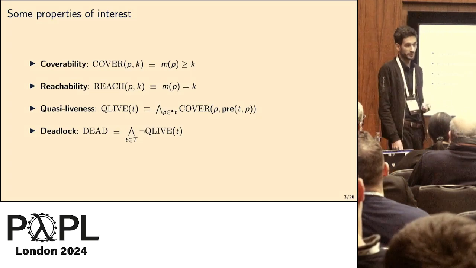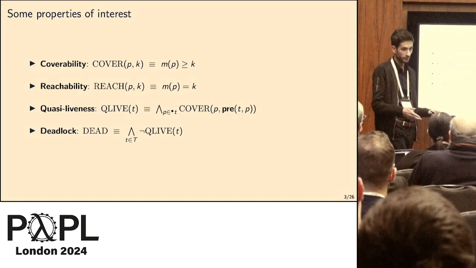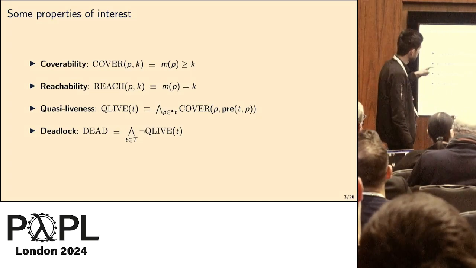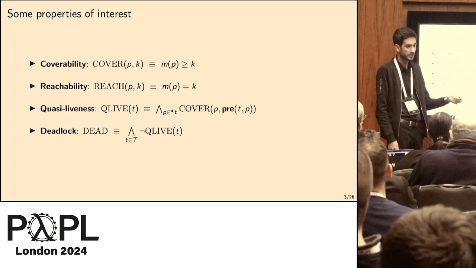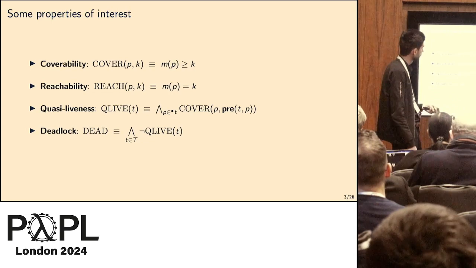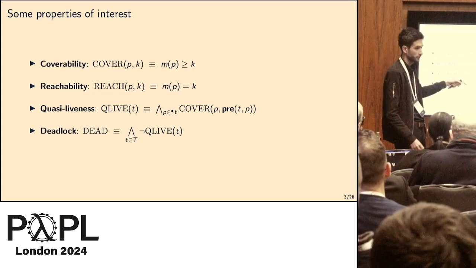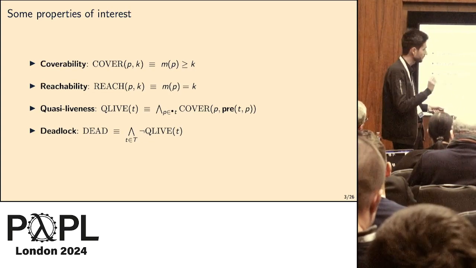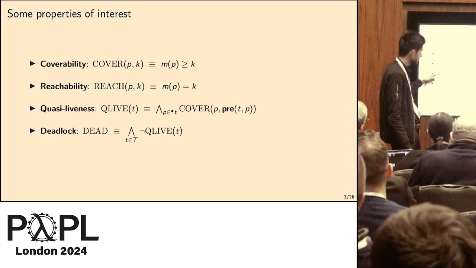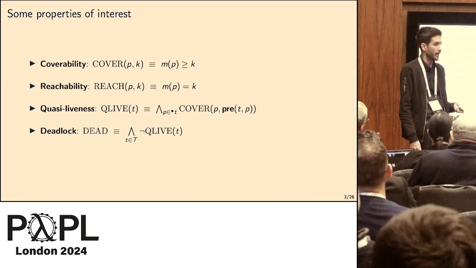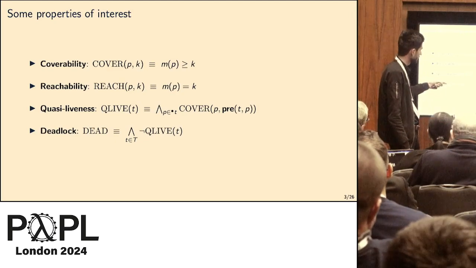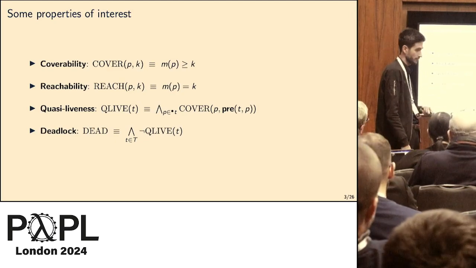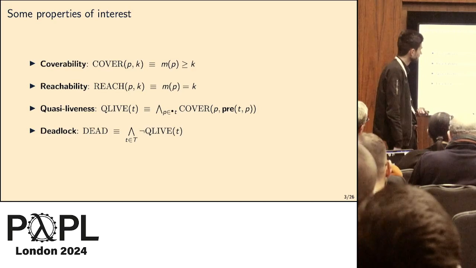Using reachability properties, we can encode a lot of different properties, such as the coverability of a given marking, meaning can I reach a state that is greater than a given marking? We can also check the reachability of one exact marking. We can check that some transition is quasi-live, meaning I can reach a state such that the transition is enabled, or I can check that my system is deadlock-free or has a deadlock.